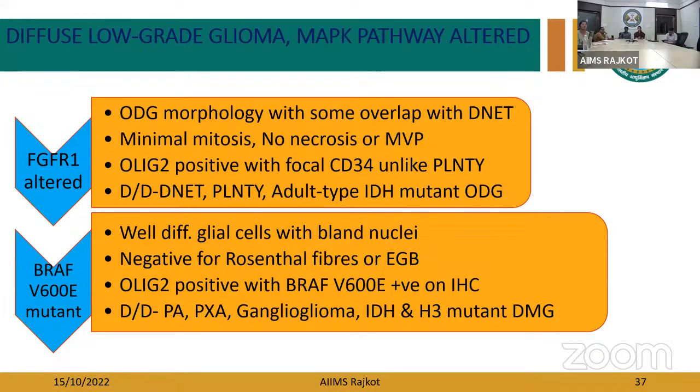The FGFR1 altered entity shows ODG-like morphology with some overlap with dysembryoplastic neuroepithelial tumor. This entity shows minimal necrosis and MVP. OLIG2 is positive with only focal CD34 positivity, whereas PLNTY shows strong diffuse CD34 positivity. So differential diagnoses are DNET, which shows typical morphology, PLNTY, which shows strong CD34 positivity, and adult type oligodendroglioma, which is usually IDH mutant.